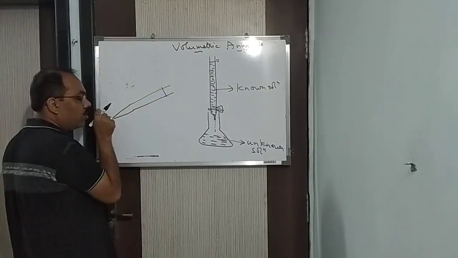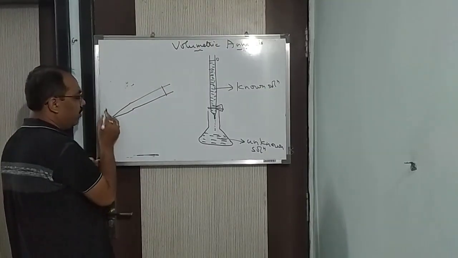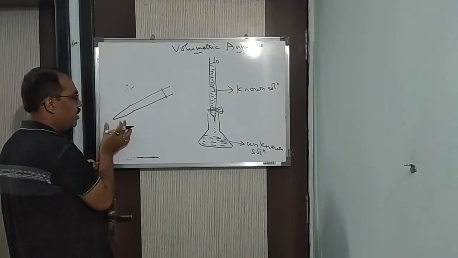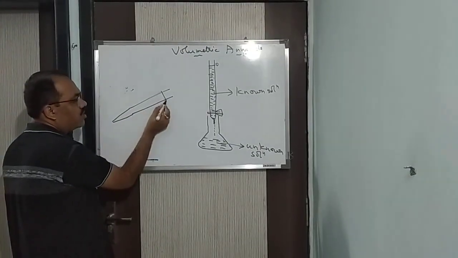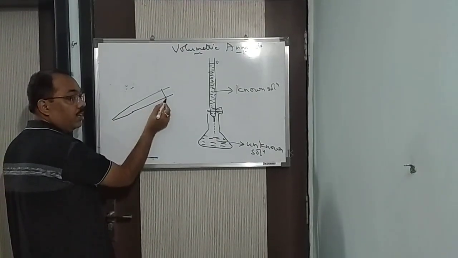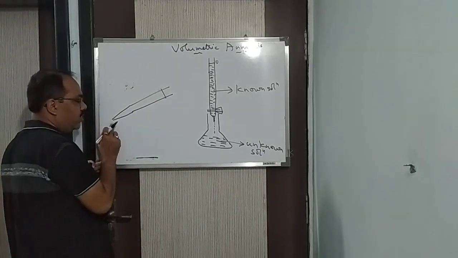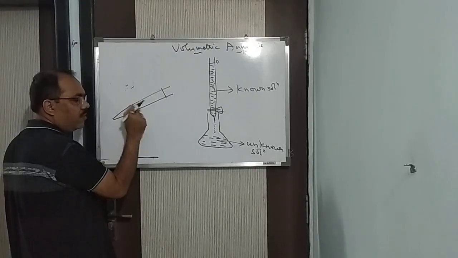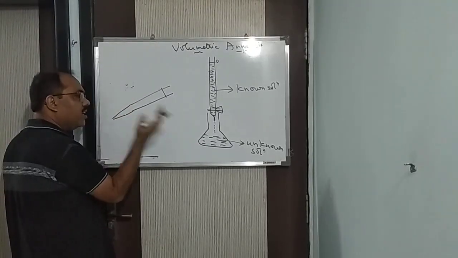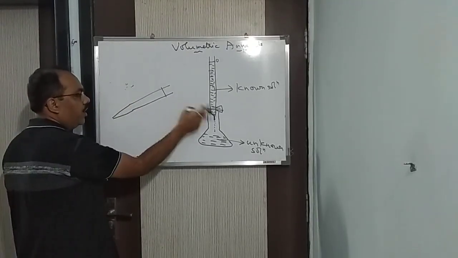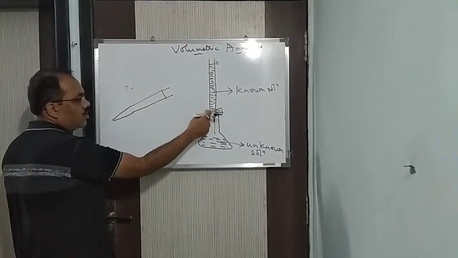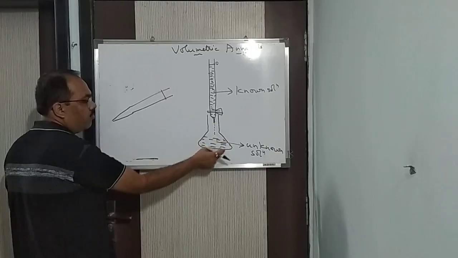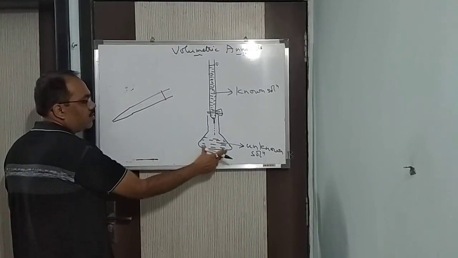You put your mouth to it and suck the liquid from a beaker or a conical flask, whatever is there, up to this particular level. This is known as a pipette. You will see it in the lab, or you might have seen it already. This is a burette, which has a stopcock. You fill it up to the 0 mark, and then drop by drop you allow it to fall into the titration flask.